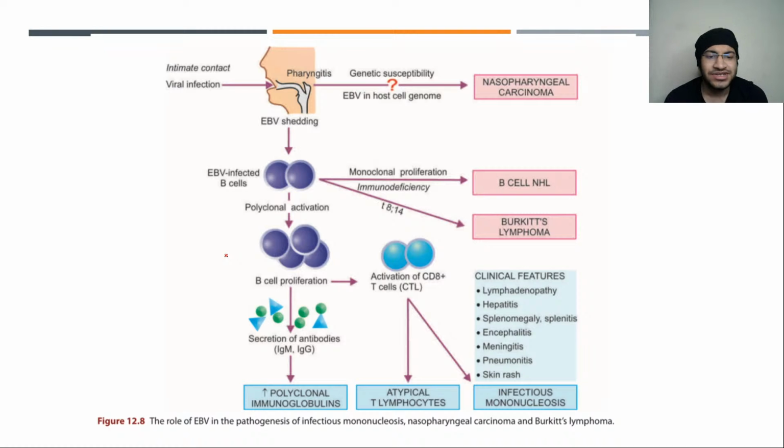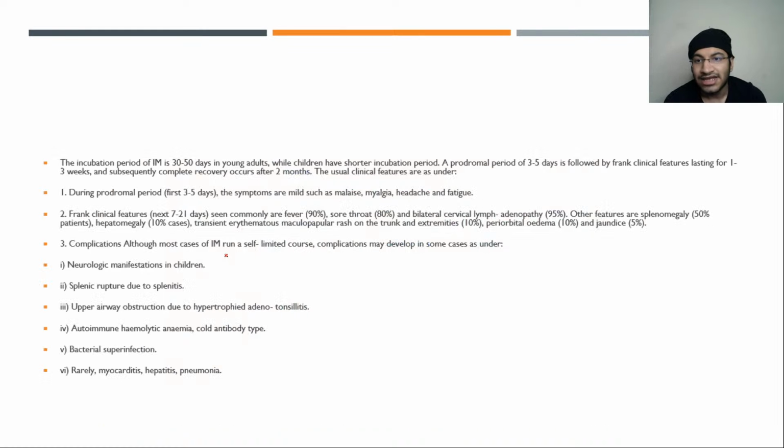So infectious mononucleosis has clinical features, basically symptoms, which include lymphadenopathy, hepatitis, splenomegaly, splenitis, encephalitis, meningitis, pneumonitis and skin rash. The incubation period of IM is 30 to 50 days in young adults, while children have a shorter incubation period, and a prodromal period of 3 to 5 days is followed by frank clinical features lasting for 1 to 3 weeks, and subsequently complete recovery occurs after 2 months.